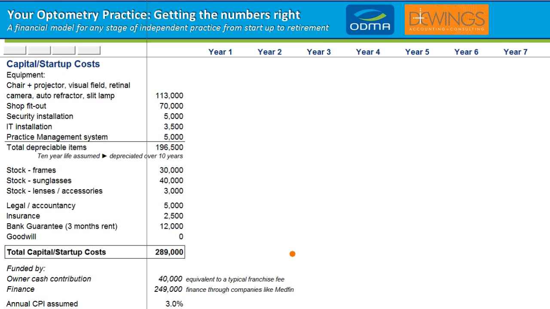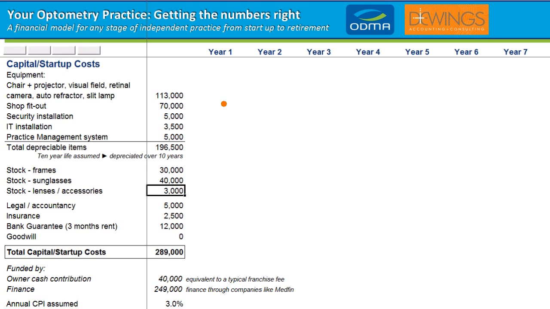But because we're looking at a startup today, that means that these initial costs that we're looking at up the top here really are the kinds of costs that you're going to need to incur to set up a new practice. So you're going to need to buy some new equipment, for example. You're going to need a shop fit out probably. You're certainly going to need some IT hardware and software, and you're also going to need to buy some initial stock, some frames, sunglasses and lenses. And really these are the costs that are going to flow through to your bottom line through things like depreciation, interest, cost of goods sold.